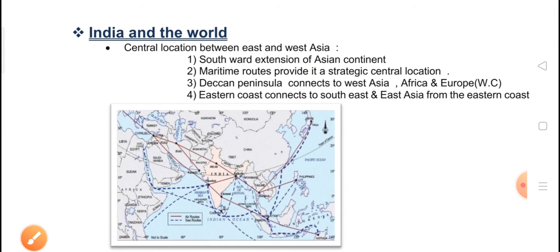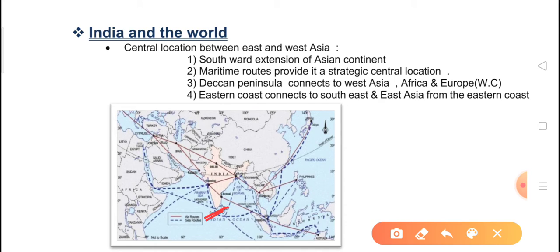So next is India and the world. As we know that India is located in the center of Asia between East and West Asia. So first is southward extension of the Asian continent. Second, maritime routes provide it a strategic central location. As we know that India has sea routes which connect it to other countries, and this provides India a central location in the world. Third is Deccan Peninsula connects to West Asia, Africa and Europe from the western coast.